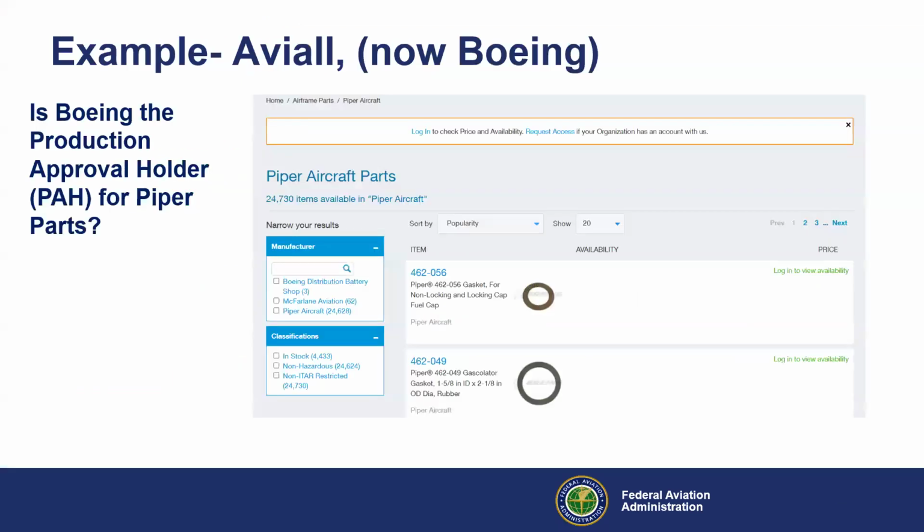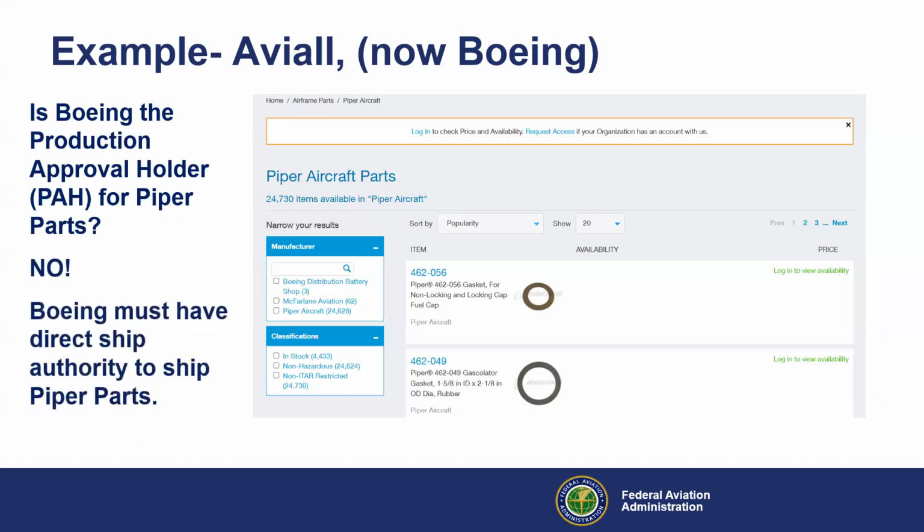And I've got a couple examples here to show you. I was looking for Aviall, and I've been out of industry for a while, so now I guess Aviall was bought out by Boeing. And these are Piper parts. So do you think Boeing is the PAH for Piper parts? No, they're not. So they would have to have direct ship authority to ship Piper parts.